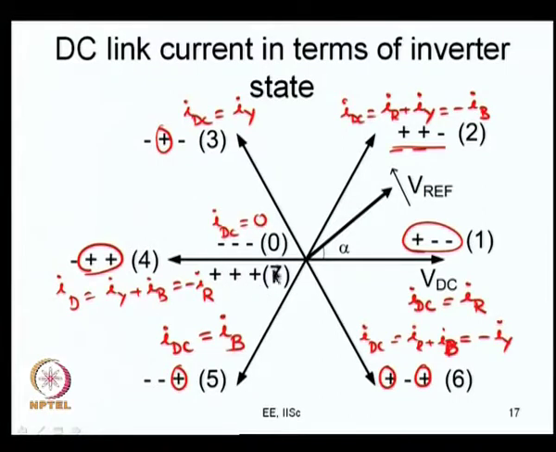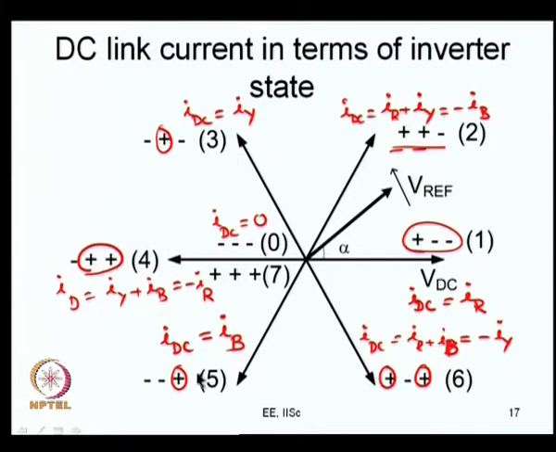So, when the 0 states are applied, IDC is equal to 0. When the active states are applied, it is equal to one phase of the current or the negative of that. Here you see IDC is equal to IR. When inverter state 4 is applied, IDC is equal to minus IR. Similarly, when inverter state 3 is applied, IDC is equal to IY. When inverter state 6 is applied, IDC is equal to minus IY. Similarly, when inverter state 5 is applied, IDC is equal to IB, and here it is equal to minus IB.